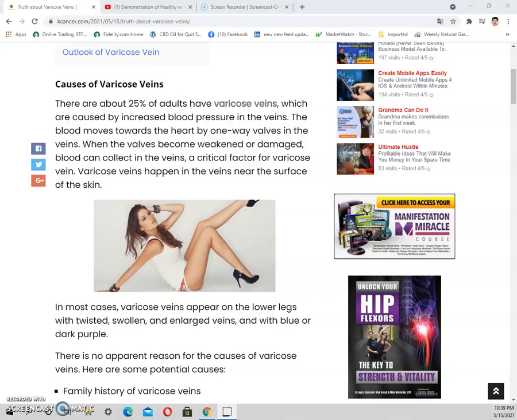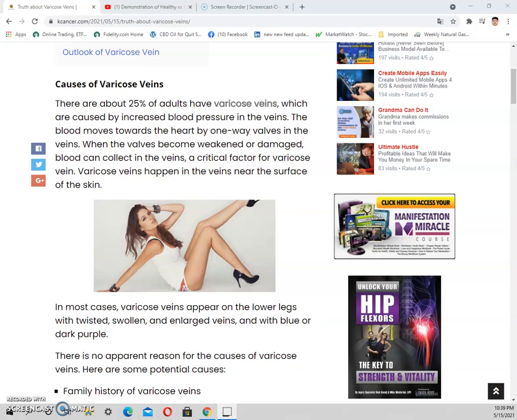I know if you have varicose veins, you want to know how to prevent them from happening, and also, if you have them, you want to find out what the cause of the varicose veins is.